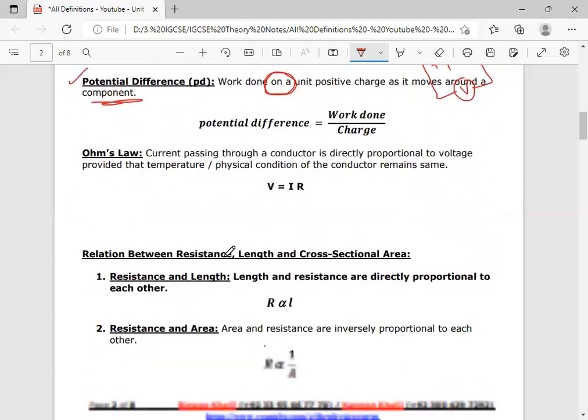Then a very famous, very important and very basic law of current electricity is Ohm's law. Current passing through a conductor is directly proportional to the voltage, provided that the temperature of the conductor remains the same, or the physical condition of the conductor remains the same. You may write one of the conditions, but it is always preferable that you write the first condition. You can write the second condition as well; there is nothing wrong in that. The equation of Ohm's law is V equals IR. V stands for voltage or potential difference, I stands for current, and R stands for resistance.